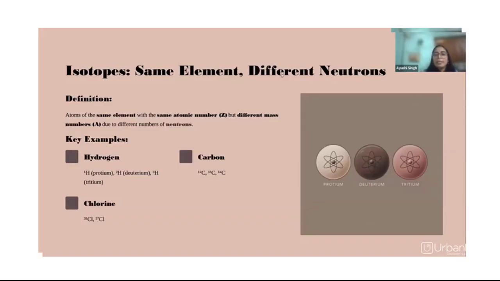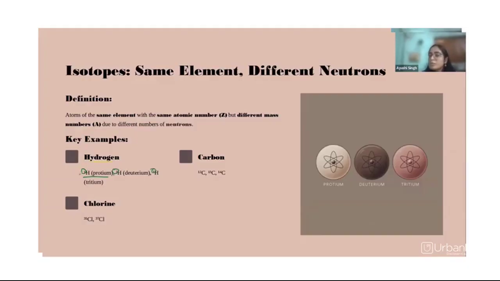What exactly is happening here? There are 3 examples which are usually asked. They can ask you the definition and an example, and this will give you good enough marks. Hydrogen can exist in 3 forms. Its mass could be either 1, 2 or 3.